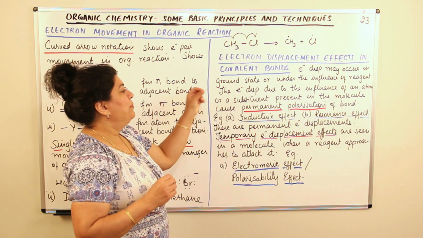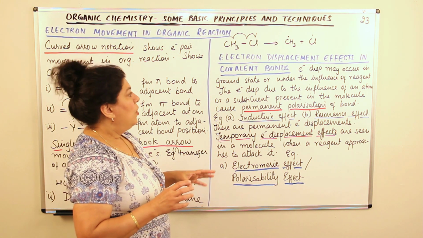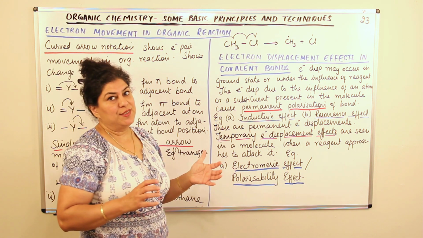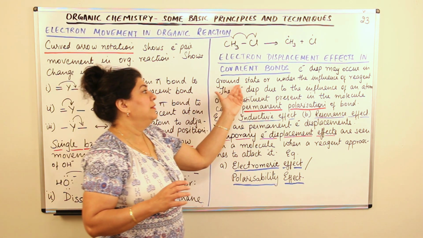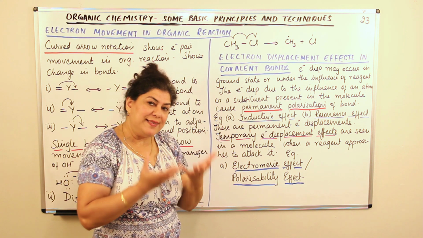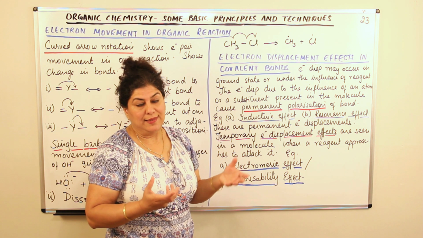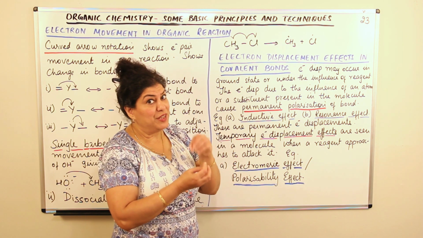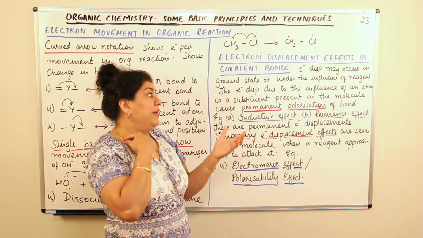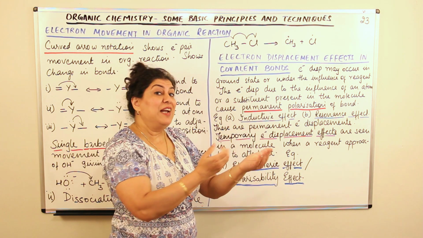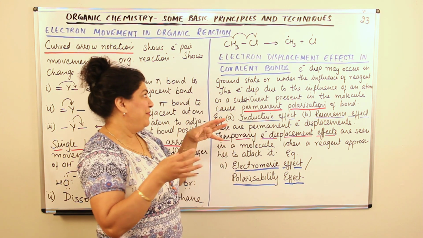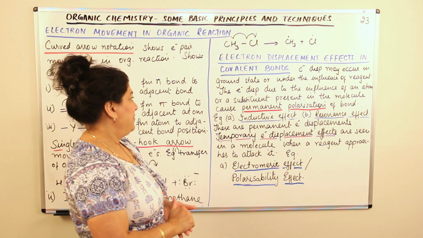Electron displacement may occur in the ground state or under the influence of a reagent. When we say in the ground state, it means the molecule itself has something which is already causing polarity in it. That is, the cause of polarity is within the molecule, or it may be under the influence of a reagent. That would be a temporary effect. But if it is in the ground state, then it is a permanent effect.